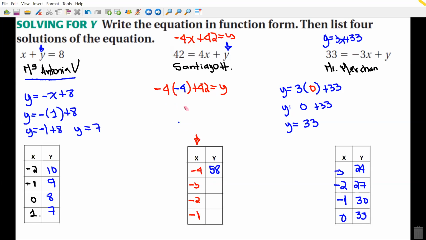Now let's see what happens if I replace that -4 for a -3. -4 times -3, Mr. Herrera? 12. Positive 12, and positive 12 plus 42? 54. Very good, my friend. What is the next number? It's going to be 50. And the next one? It's going to be 46. Excellent, my friend. Good job.